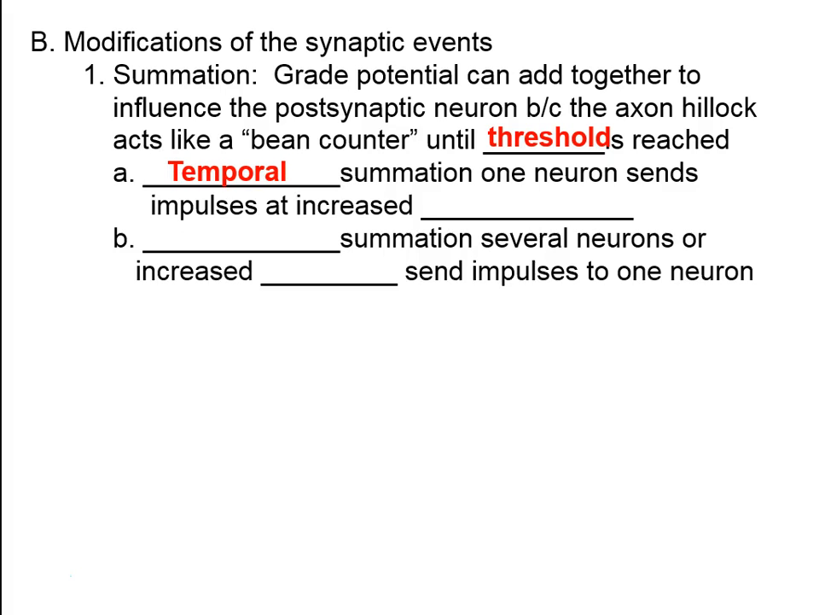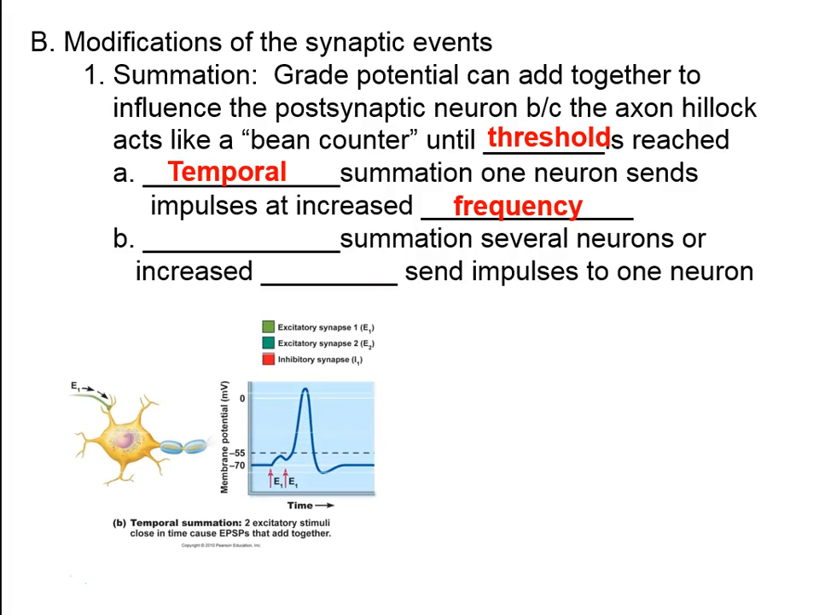You can have temporal summation, where one neuron sends impulses at increased frequency. So if I hit this dendrite from this neuron over and over and over again, like 10 and 10 and 10 and 10 and 10 and 10 and 10 until it got to 60 and you passed, you had the action potential. It's all at the same point.